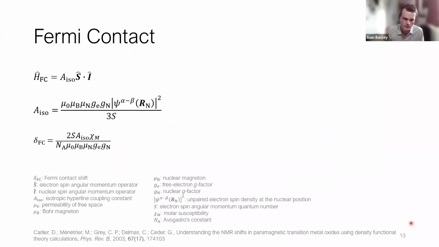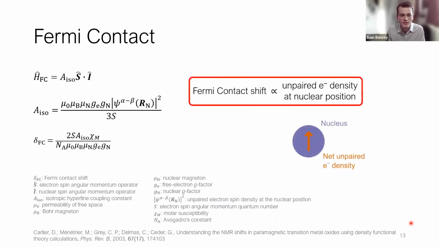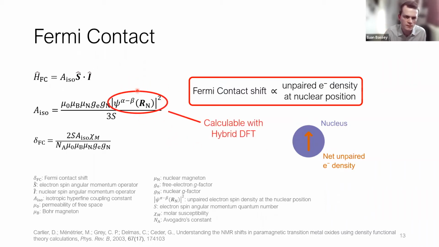So let's just look in detail, firstly, at the Fermi contact interaction. And I'm going to frighten everybody by putting a whole bunch of equations on the slide. But for those of you who aren't really that interested in the maths behind it, essentially the take-home point on this slide is that the Fermi contact shift is directly proportional to the amount of unpaired electron density that you have at the nuclear position. So whatever the unpaired electron density is that interacts with the nucleus, this is how much of a shift you end up with. So the more you have, essentially the larger the magnitude of the shift that you will end up having. The other thing that we can also note from these equations is that this is just a property of a wave function, which means it's just calculable by hybrid DFT calculations.